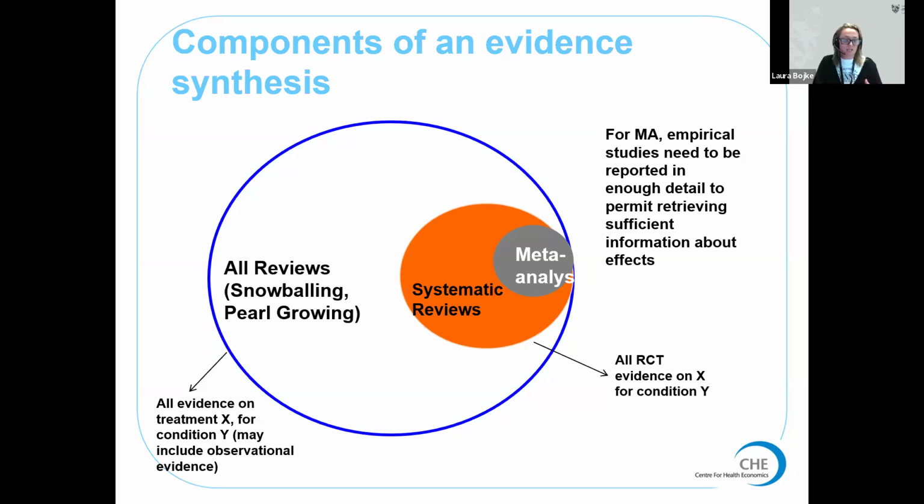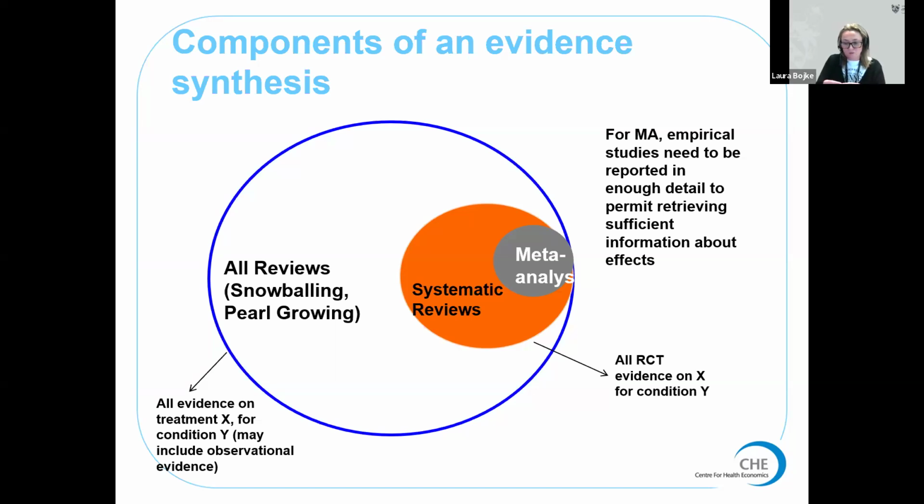And a much smaller selection of studies would be suitable for a systematic review, which would typically just focus on RCT evidence. And that would be reflected within this kind of orange circle. And then an even smaller subset we could actually utilize within meta-analysis.